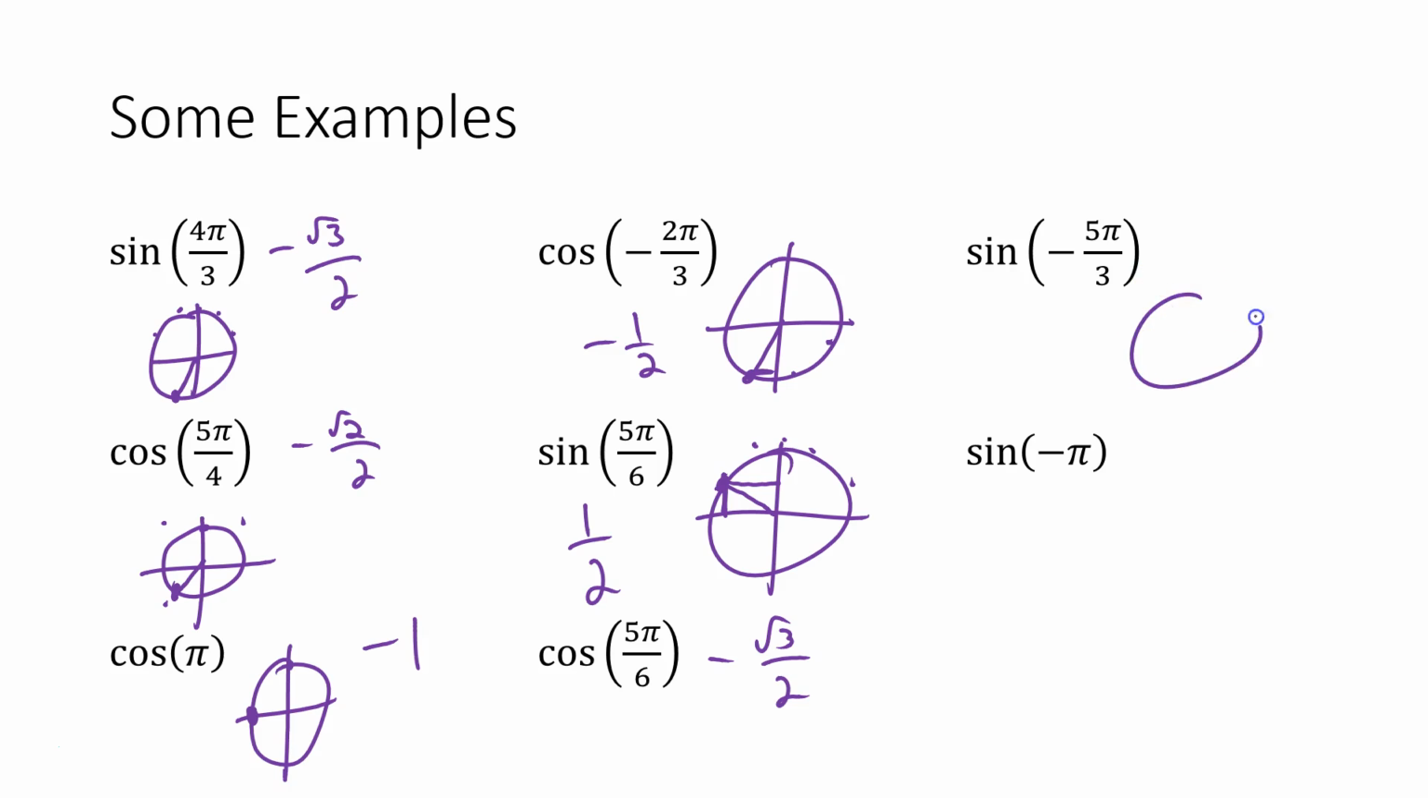Sine of negative 5 pi over 3, that's 10 pi over 6, down because it's negative, 1, 2, 3, 4, 5, 6, 7, 8, 9, 10, right up there. Sine is the y value, so that's going to be root 3 over 2. Sine of negative pi and positive pi get to the same place. Up or down gets you to the same place, halfway around. The y-coordinate there is 0.